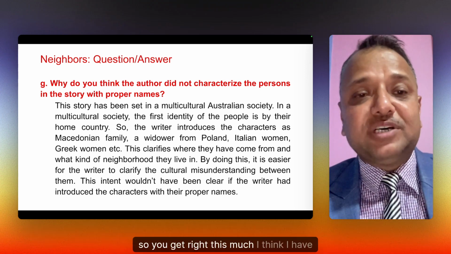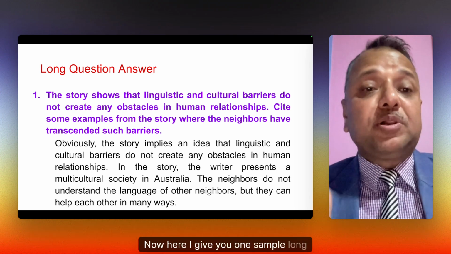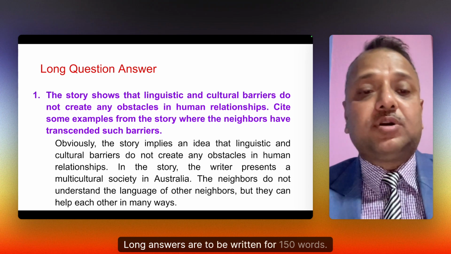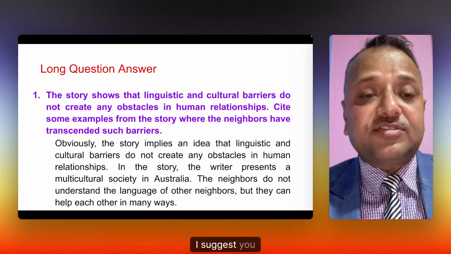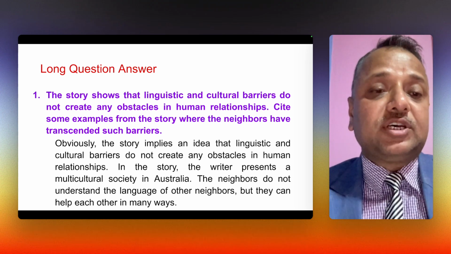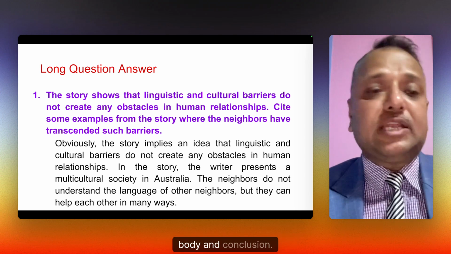You get this much, right? I think I have clarified. Now here I give you one sample long answer. Alright, long answers are to be written in 150 words. I suggest that you write long answers in a minimum of 3 paragraphs: introduction, body, and conclusion.